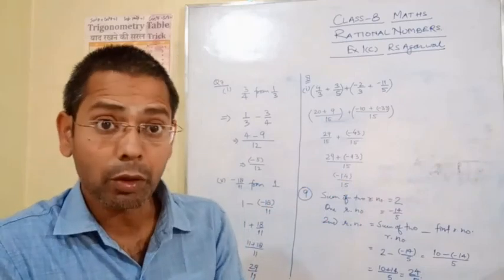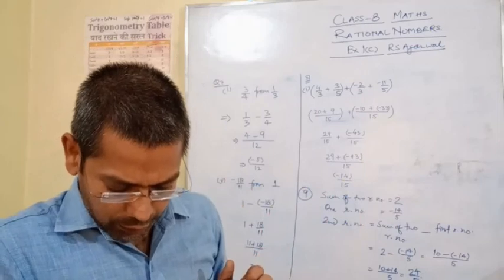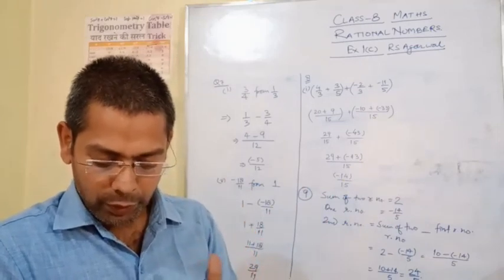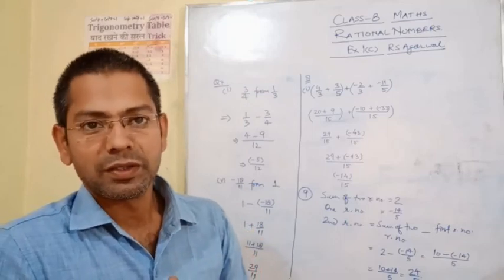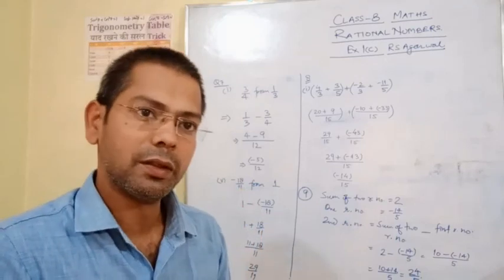We will get the other rational number which is added to minus 5 upon 8 to make the sum minus 3 upon 2. Now the 13th question: what number should be subtracted from minus 2 upon 3 to get minus 1 upon 6? In the same way, this question also will be done by the student.